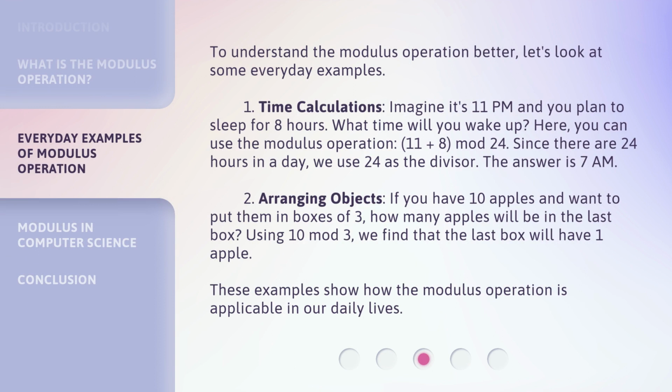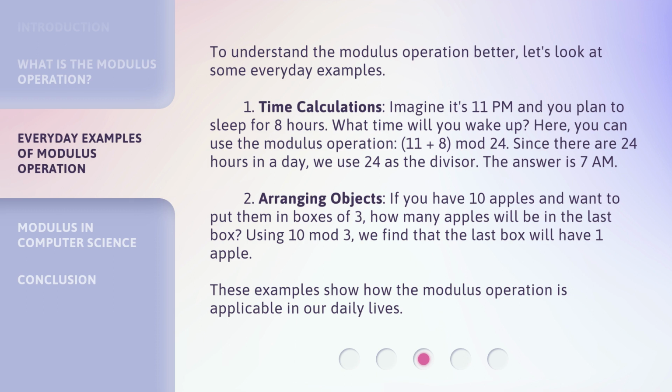To understand the modulus operation better, let's look at some everyday examples. 1. Time calculations. Imagine it's 11 p.m. and you plan to sleep for 8 hours. What time will you wake up? Here, you can use the modulus operation. 11 plus 8, mod 24. Since there are 24 hours in a day, we use 24 as the divisor. The answer is 7 a.m.